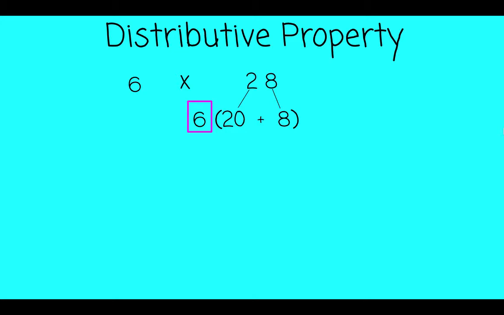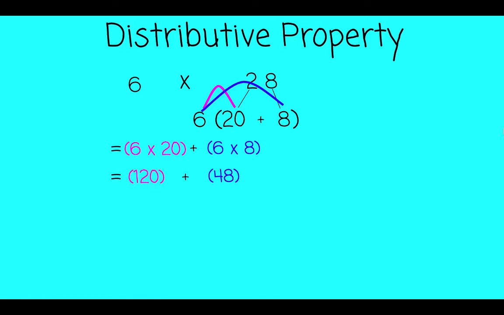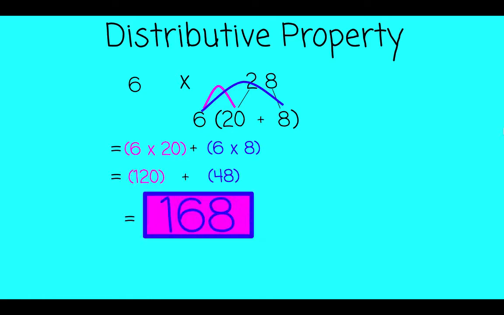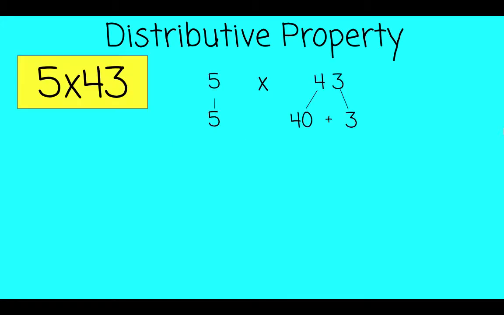So let's do that now. 6 times 20 plus 6 times 8, which gives us 120 plus 48 for a final product of 168.